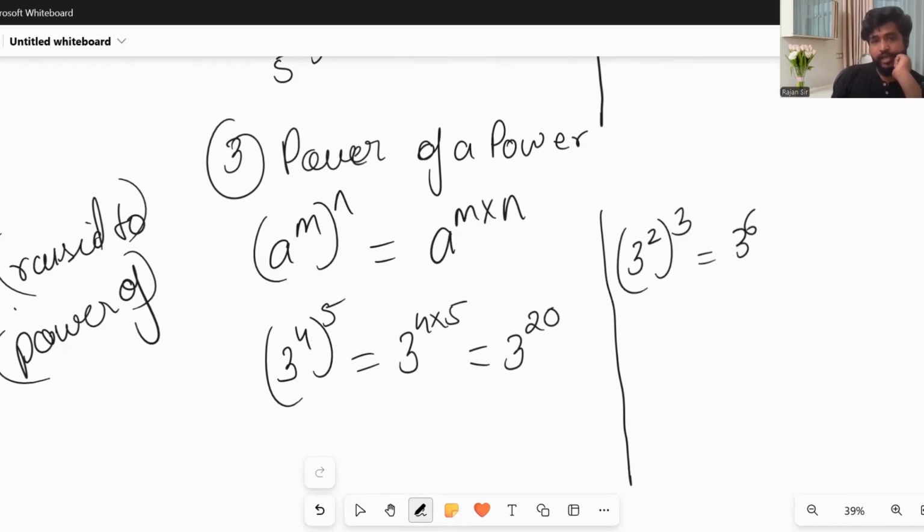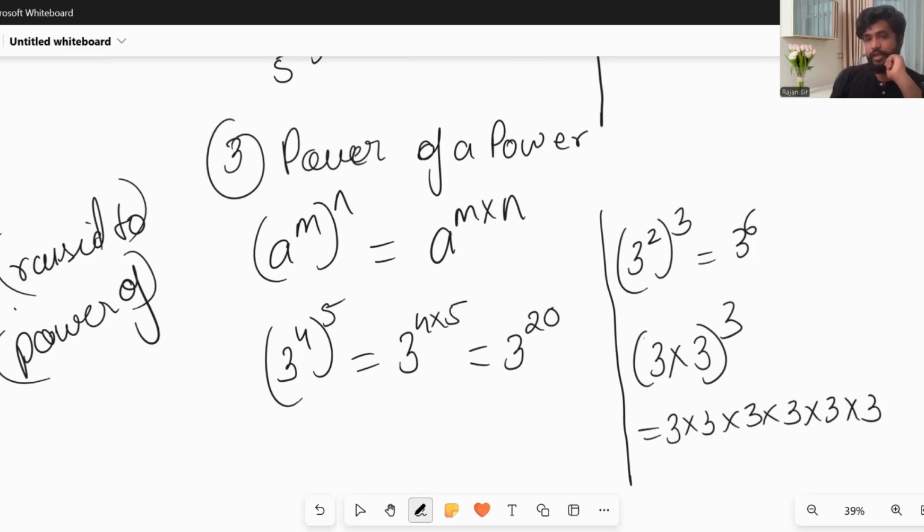Let's check. We have 3 raised to 2, and now you have to do this 3 times because we know a cube is a into a into a. So this is 3 into 3 the first time, 3 into 3 the second time, and 3 into 3 the third time. If you calculate this, this is 3 raised to 6. And this is how we use power of a power.